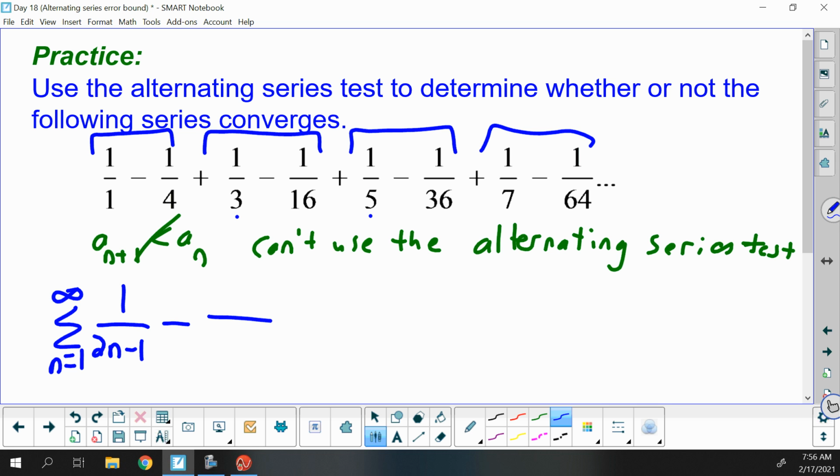For the second fraction in each pair, it's a minus. We've always got 1 on top. We've got 4, 16, 36, 64. Well, 4 is 2 squared, 16 is 4 squared, 36 is 6 squared, 64 is 8 squared. So we always have even numbers squared. So what we would want is 2n, the quantity, squared. Because when we sub in 1, it'll really be 2 squared to give us 4. When you sub in 2, it'll really be 4 squared to give us 16, and so on.